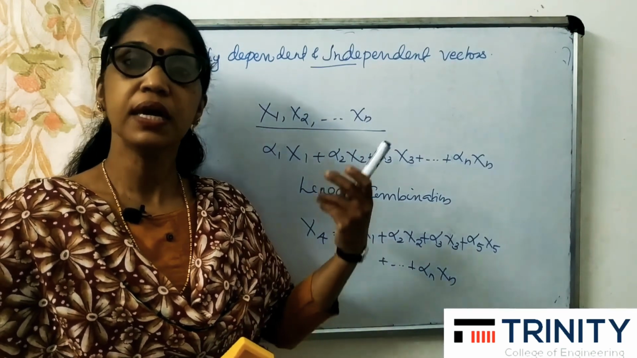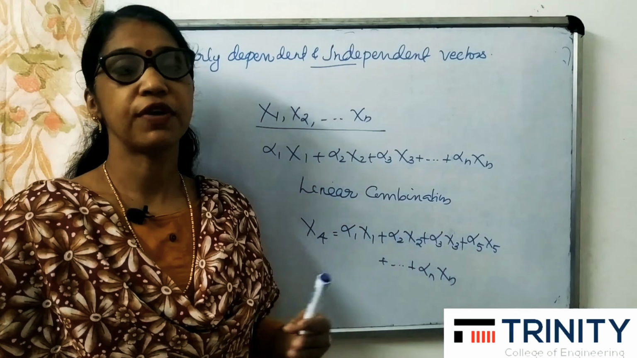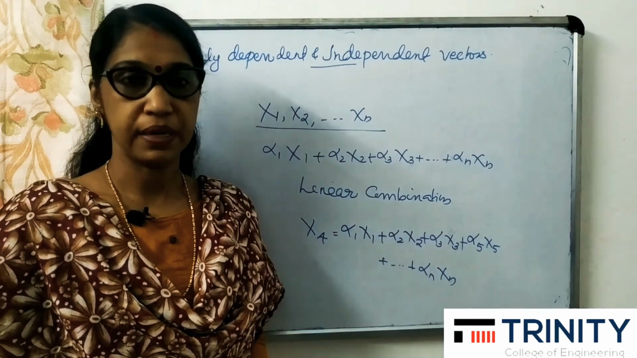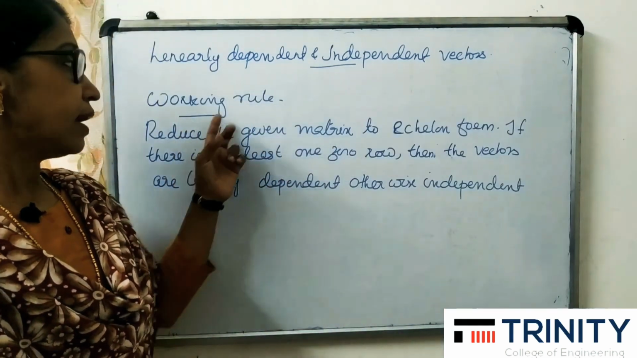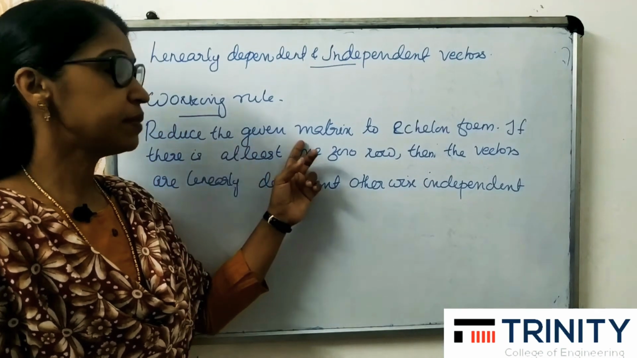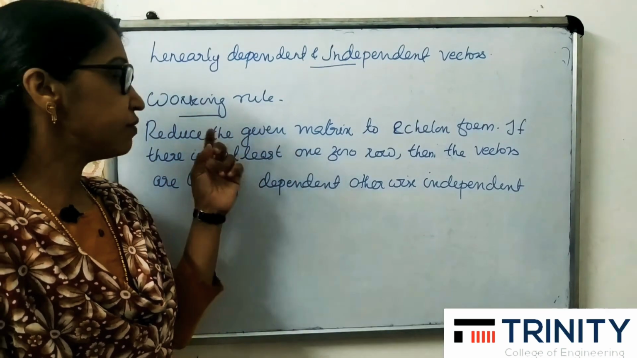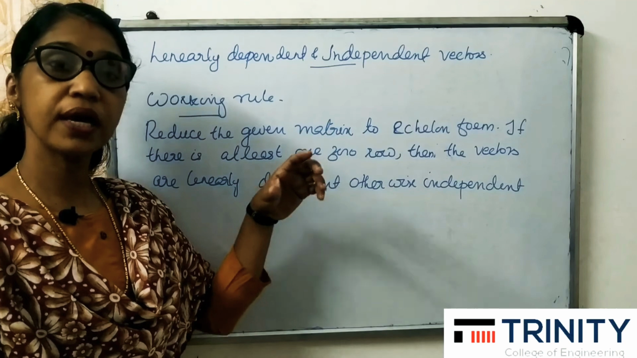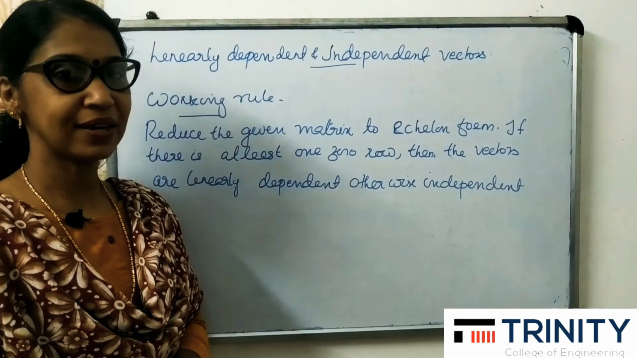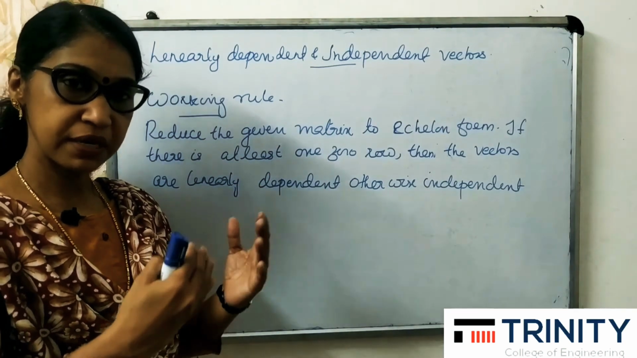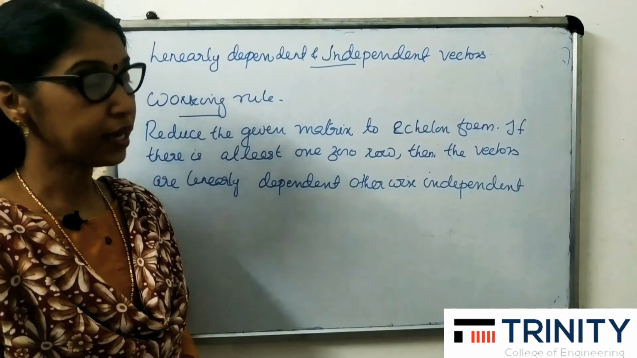Now we are going to the working rule. What is the working rule for finding linear dependence and independence? Look at this. If we are given a matrix, then we have to reduce it to the row reduced echelon form that we studied earlier.